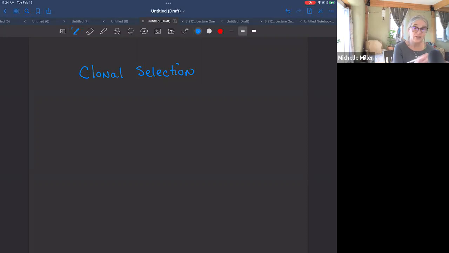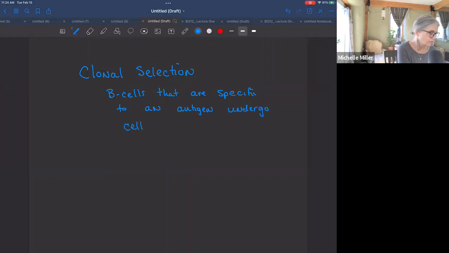So we have in clonal selection, B cells that are specific. They undergo cell division and produce plasma cells and memory B cells.